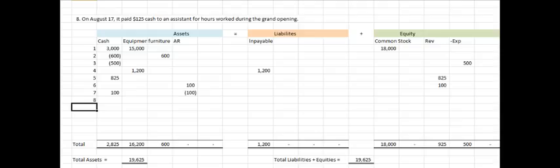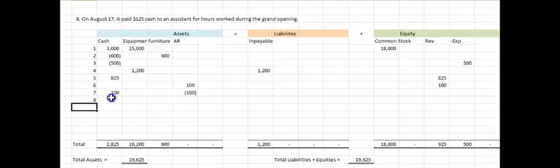We paid somebody. We paid an assistant. That sounds like a salary or wages. What type of account is salary or wages? Those are expenses. Those are costs of doing business. So the two accounts affected are cash and expenses.